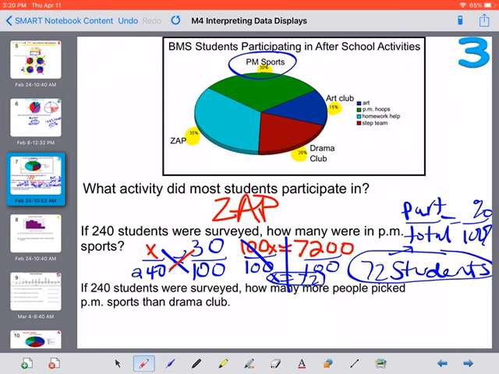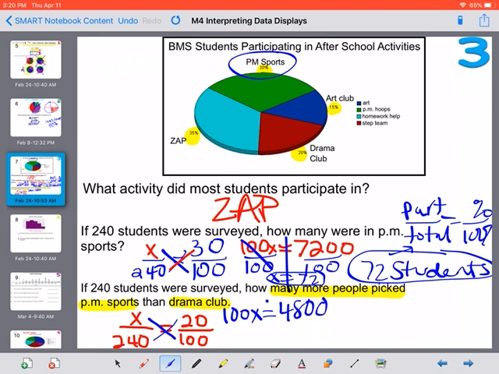Last question here. If 240 students were surveyed, same number of students, how many more people picked PM Sports than Drama Club? We don't know how many people picked Drama Club, but we can figure it out the same way. How many people out of 240 picked Drama Club? Drama Club was 20% out of 100%. If we cross multiply here, 240 times 20 is 4,800. And then divide by 100. It just moves our decimal 2 spots.